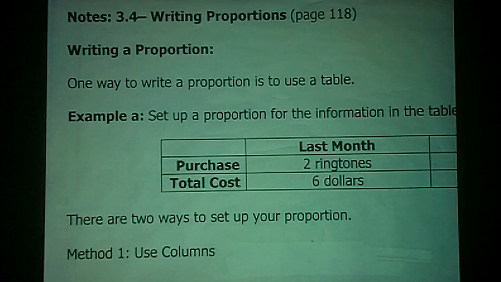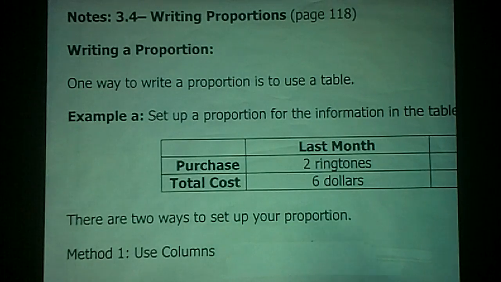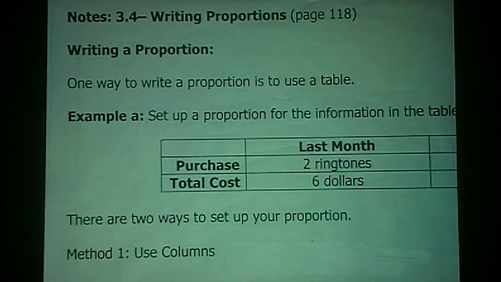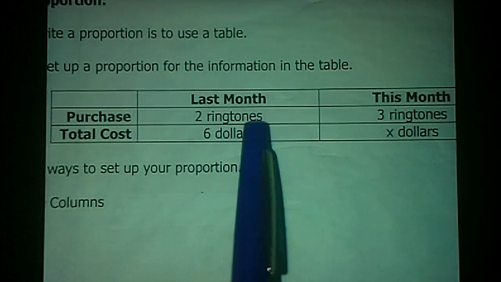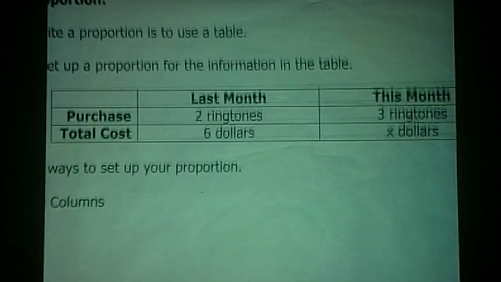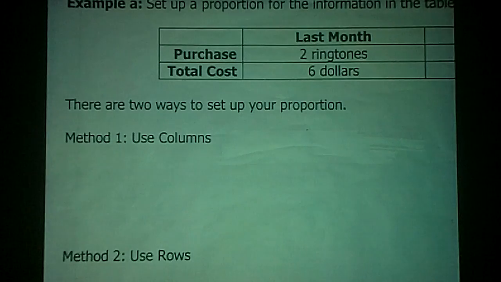It's actually quite simple. Once you have the information you need, like we do here in this example A table, we're being asked to set up a proportion for the information in this table. You'll notice that this table gives us information about ringtones and their cost in dollars. There are two ways to set up a proportion. We could either use columns or we could use rows.